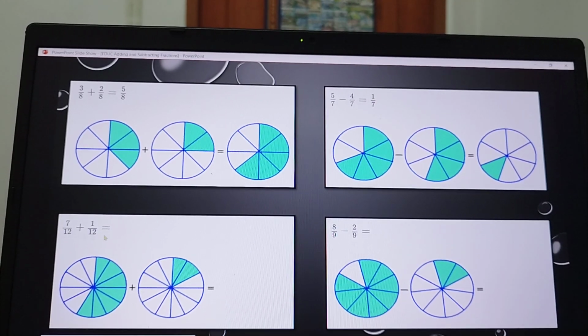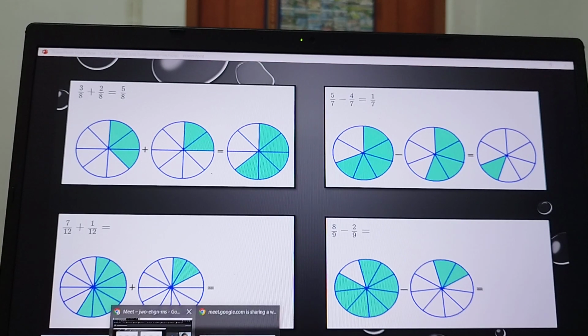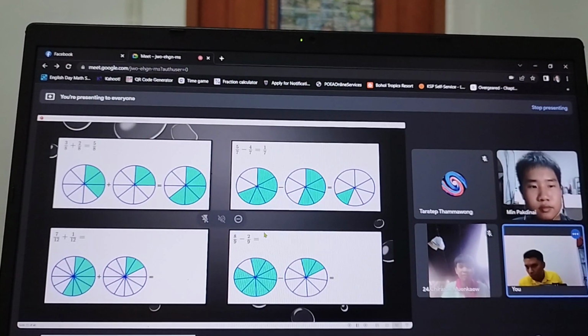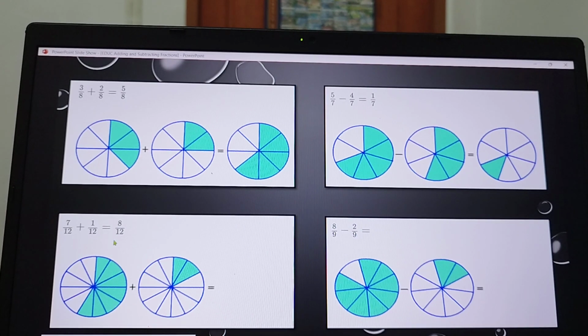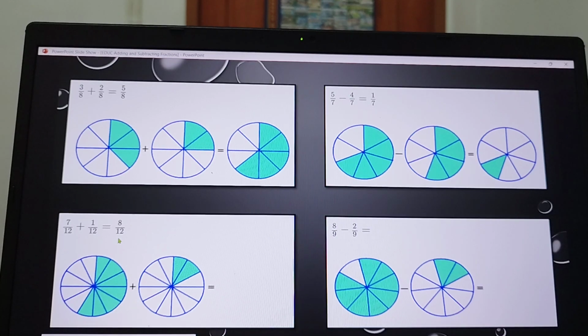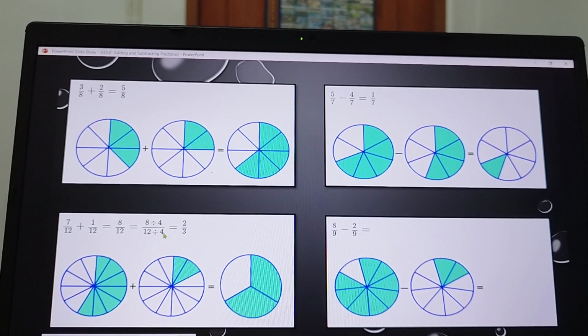Next, Pakdinay, answer number 3. 7/12 plus 1/12 equals? 8/12. Okay. Question: simplify, yes or no? Yes. Okay, so 8/12 is equal to? 2/3. Okay, very good. 2/3, okay?